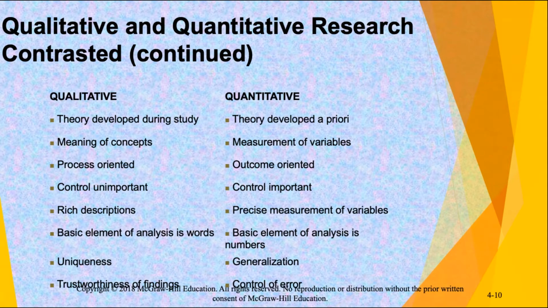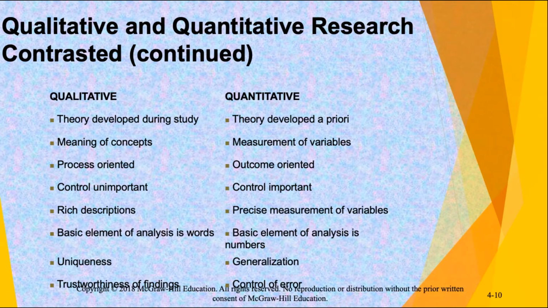In qualitative, the meaning of concept, we use the meaning of the concept. People tell us stories, and we take the meaning and we develop categories and themes, that concept. But in quantitative, the measurement of the variables. We have the variable and we measure it. For example, poverty. How do we measure poverty?